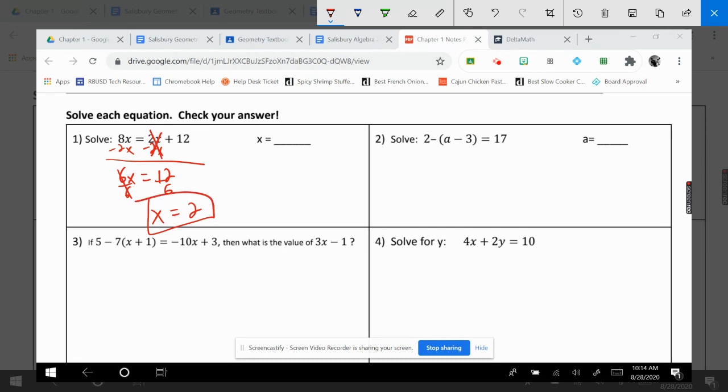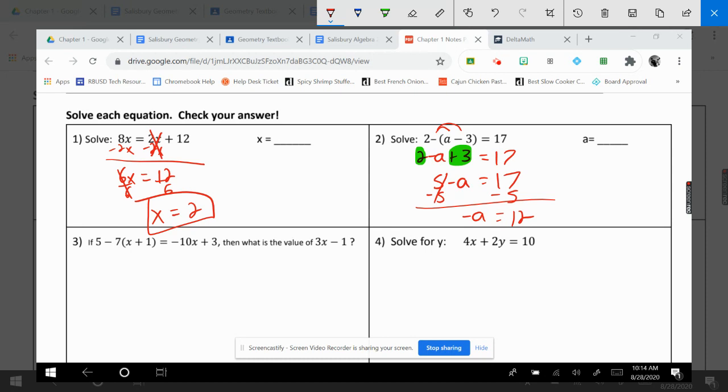Over here for problem number 2, first thing we need to do is simplify both sides of the equation. So we're going to distribute that negative sign across to get 2 minus a plus 3. Negative and a negative make a positive, equals 17. Combine our like terms. 2 plus 3 is 5. Minus a is equal to 17. Subtract 5 on both sides. And you get negative a is equal to 12, which is not good because a is not by itself.